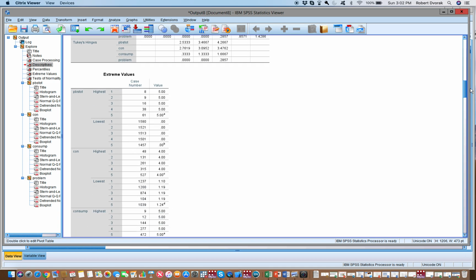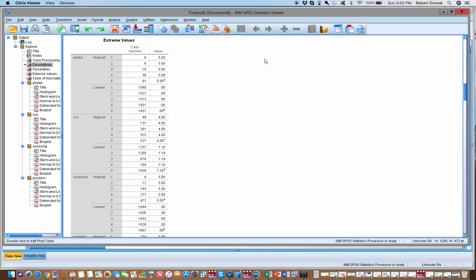Percentiles, we don't need to worry about that. Here is a list of our extreme values and the case number for those extreme values. We have our high values. Obviously, 5 is the top number for PBS, 4 is the top number for conscientiousness, 0 here. So we kind of expect these. There's more than 5 fives. It picks out the first 5 values that we have. Notice we've got a data set with like 1,500 people.